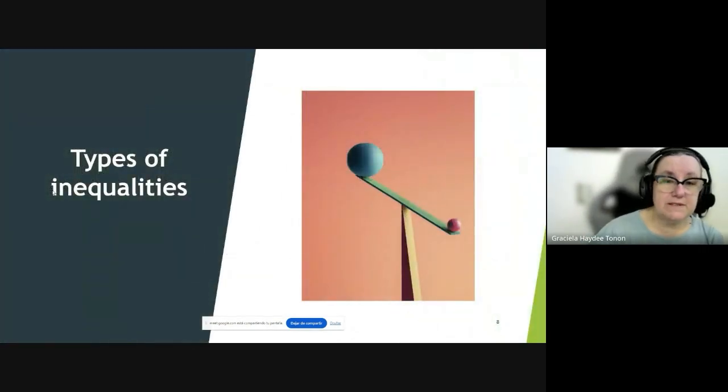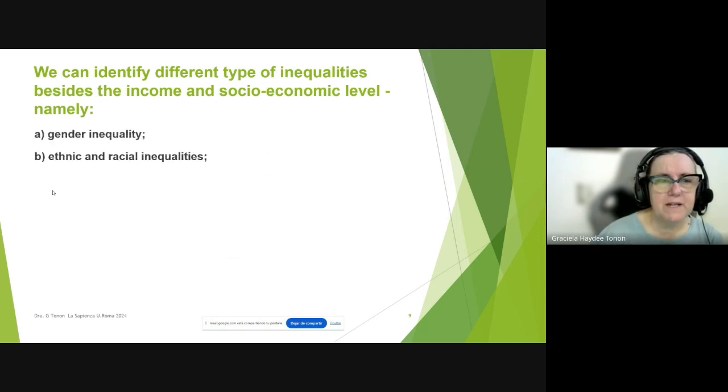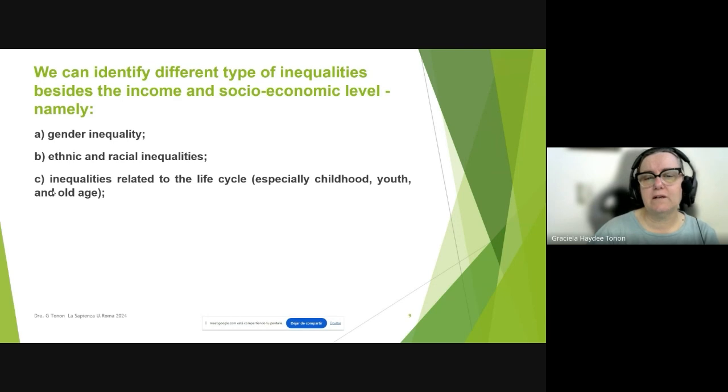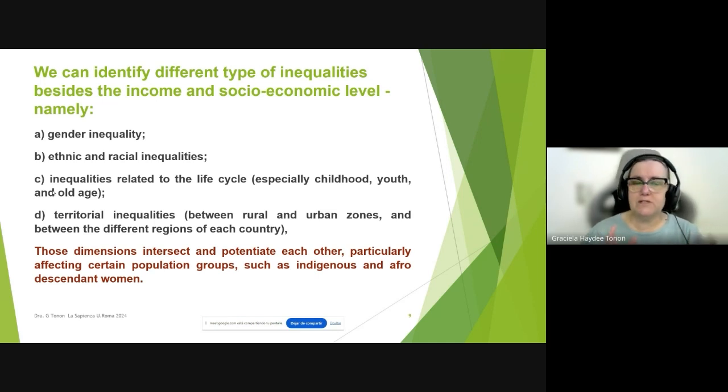Well, if we speak about the types of inequalities, we can identify different types besides the income and socioeconomic level, namely gender inequality, as we have said recently, ethnic and racial inequalities, inequalities related to the life cycle, especially childhood, youth, and old age, territorial inequalities between, for instance, rural and urban zones, and between the different regions of each country. All those dimensions intersect and potentiate each other, particularly affecting certain population groups today, such as, for example, indigenous people and Afro-descendant women.